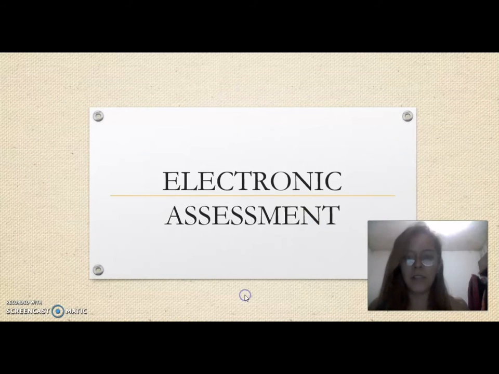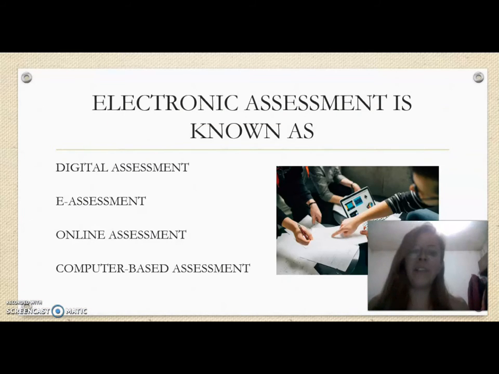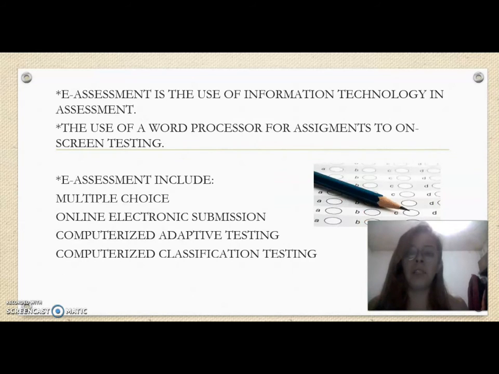I'm going to talk about electronic assessment. Sorry for the diapositive. Electronic assessment is known as e-assessment, digital assessment, online assessment, and computer-based assessment. So we can use e-assessment, the use of information technology in assessment, from the use of a word processor for assignments to on-screen testing.